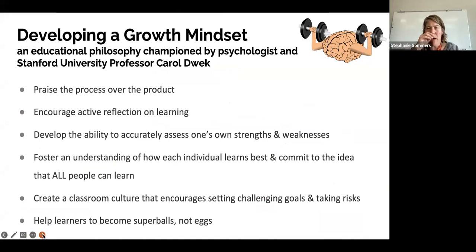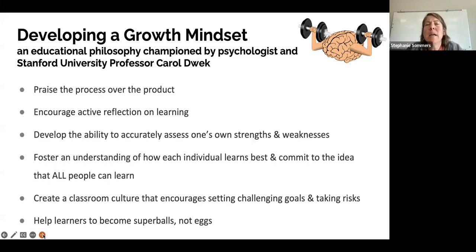So what I'm going to talk about real briefly for navigating systems is working with your students on developing a growth mindset. Growth mindset is nothing new. It's something I know I've talked about before and done other trainings on. Growth mindset is an educational philosophy that was pioneered and championed by psychologist and Stanford University professor Carol Dweck. To sum up growth mindset, it is reminding our students that they need to believe in the power of yet, Y-E-T.